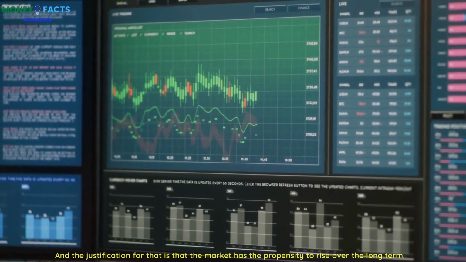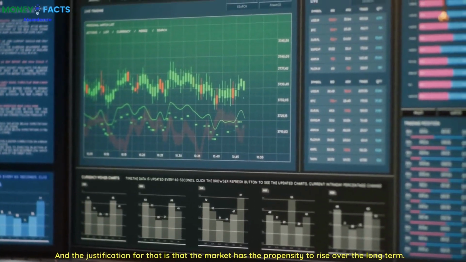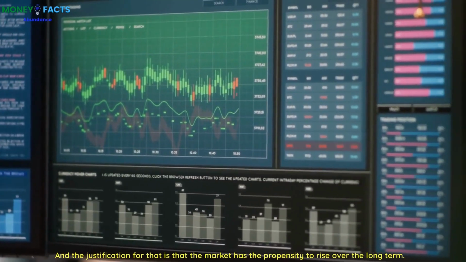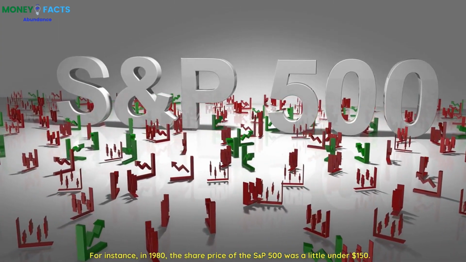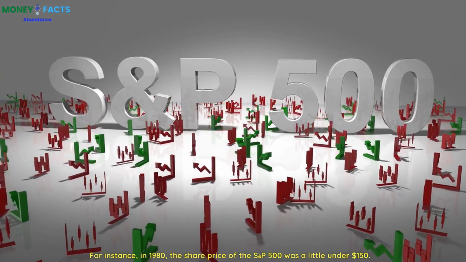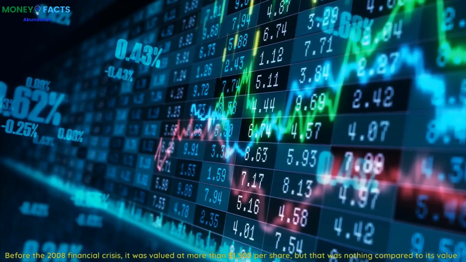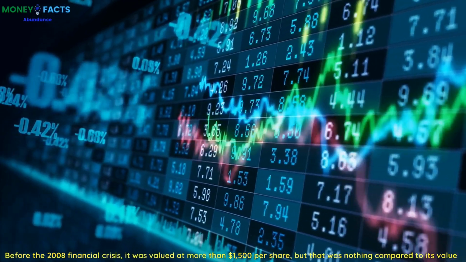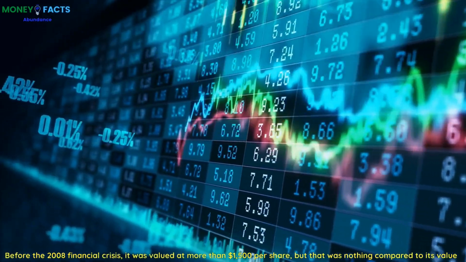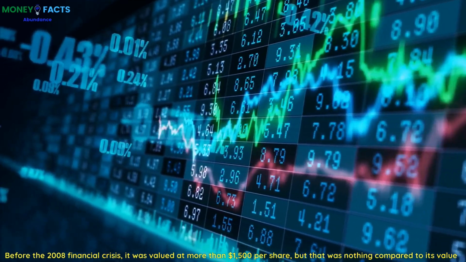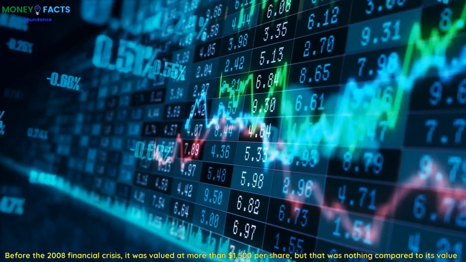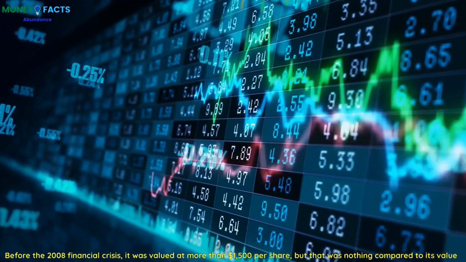And the justification for that is that the market has the propensity to rise over the long term. For instance, in 1980, the share price of the S&P 500 was a little under $150. Before the 2008 financial crisis, it was valued at more than $1,500 per share, but that was nothing compared to its value of almost $2,500 per share in 2017.